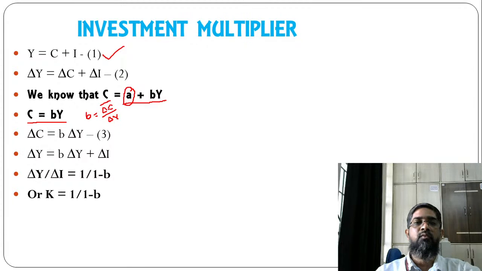This shows how much change is occurring in consumption due to change in income level. So that is B. Now putting the value of this C in this equation, we can put it this way. If there is delta C in place of C, this can be written as B delta Y, like this. So in place of this delta C we are writing B into delta Y.